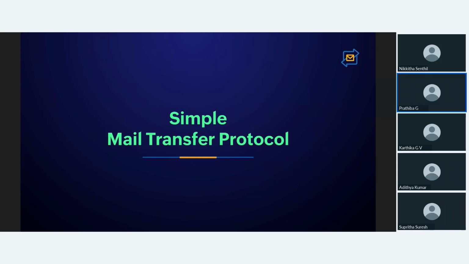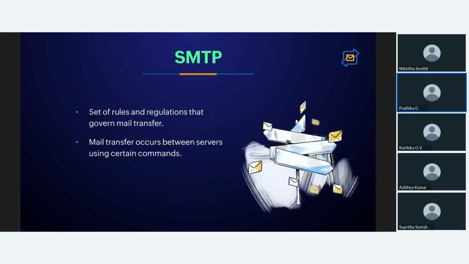Starting with, first we're going to talk about SMTP, or the Simple Mail Transfer Protocol. So SMTP is the method using which any type of email is sent over the internet. And SMTP has a set of rules and regulations based on which the mail transfer should take place. This SMTP method uses intermediary servers for this. And these servers communicate with each other using certain commands, and they make sure that the email gets to the recipient. So that's the basics of the SMTP method.